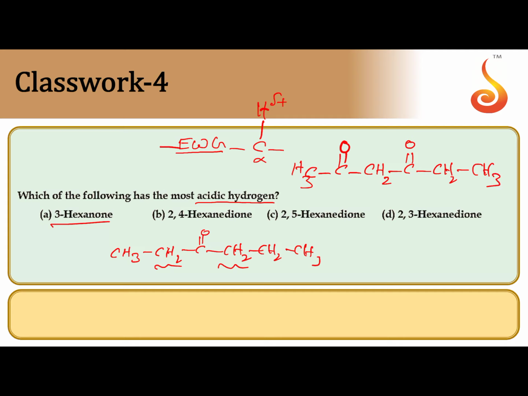In this case, the alpha CH2 which is present between two strong electron withdrawing groups becomes more and more acidic. So the acidic strength of the alpha hydrogen is increased by the electron withdrawing group. Since the hydrogen present in the CH2 group is in between two strong electron withdrawing groups, this hydrogen becomes the most acidic hydrogen. So the correct answer is B.